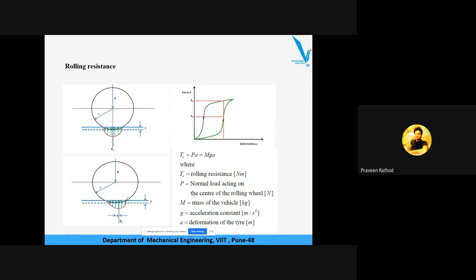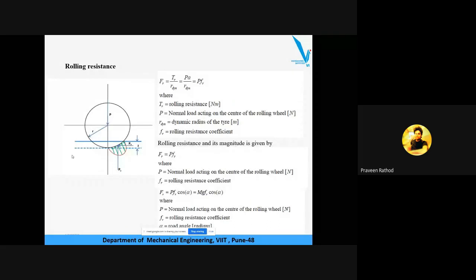So whenever we consider this, we have considered the hard surface. Okay, this is considered for the hard surface. Whenever we consider a soft surface, the rolling resistance is mainly caused by the deformation of the ground. In this case, this will be the figure. This is in an unloading condition.